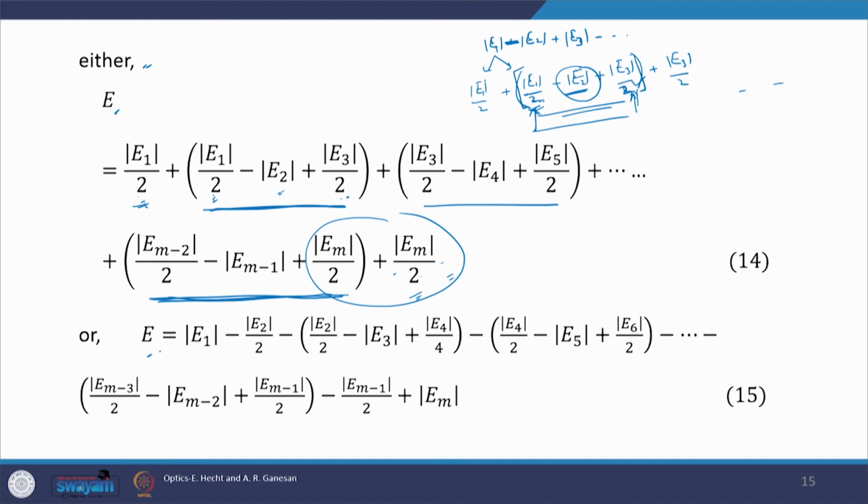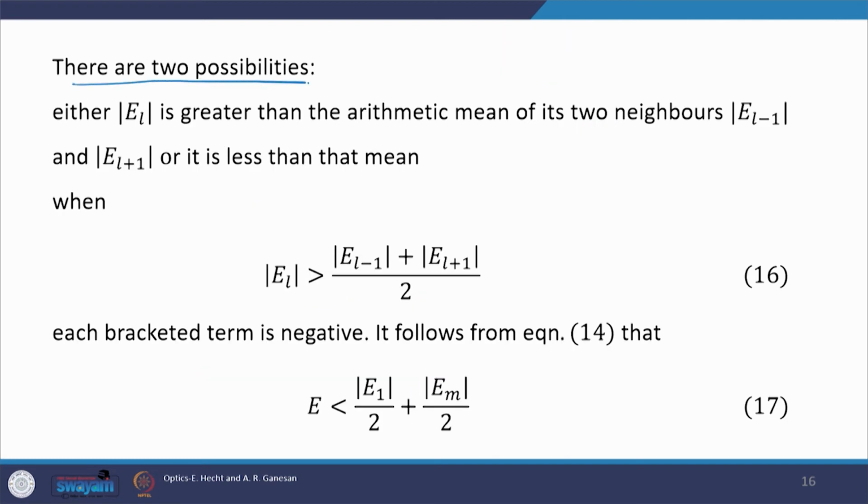The field E is the first term, and now split the second term. Perform the same things with the second, third and fourth term, and then proceed in a similar manner. In this case, the last term would not be split, because here the odd terms remain as they are. Therefore, EM is kept as it is, not split, because the number of terms in this series is assumed to be odd. Now, with this again there are two possibilities.